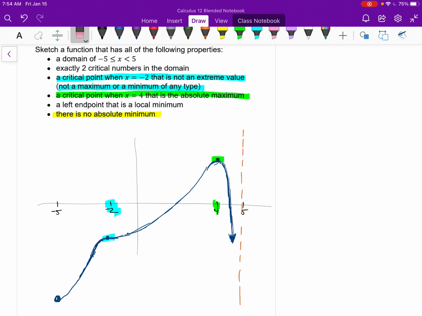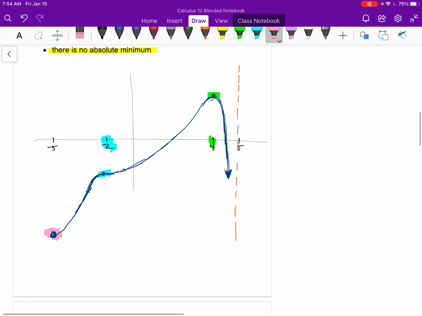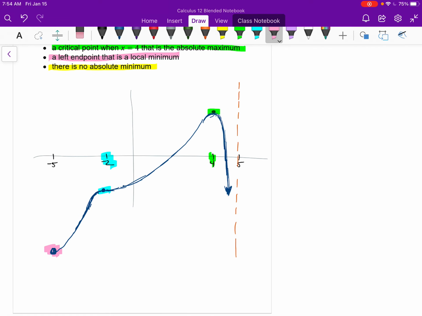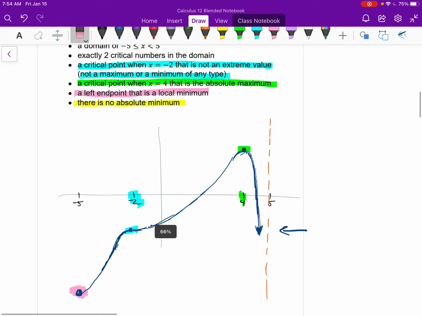When x is -2, it's not an extreme value. It's a critical point. The derivative is 0 there, but it's not a max or a min. At 4, it is the absolute maximum. Yep. And the left endpoint, oh, I forgot about this point here, but it's a good thing it's correct. The left endpoint is a local minimum, and that is correct. That's it. Now you may say, isn't that the absolute minimum? No, because there is no absolute minimum. Remember, this graph goes down forever over here. So this is a local minimum. And so it fits all the characteristics given.